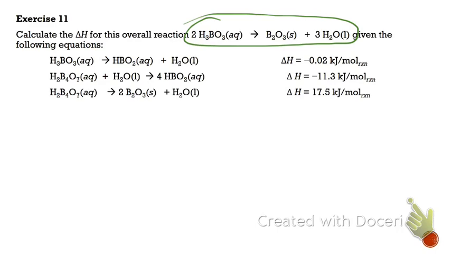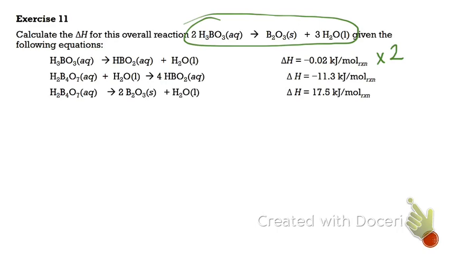So I'm going to look at these different equations, and I'm going to manipulate them to give me that overall equation. So I'm going to start with the first one, and I see that it's H3BO3, and I look at what I'm trying to get to, and I need H3BO3 to be on the reactant side. So this is in the right order, but I need 2 of them. So I'm going to take this first equation and multiply it by 2. And whatever I do to the equation, I do the same thing to the delta H value.